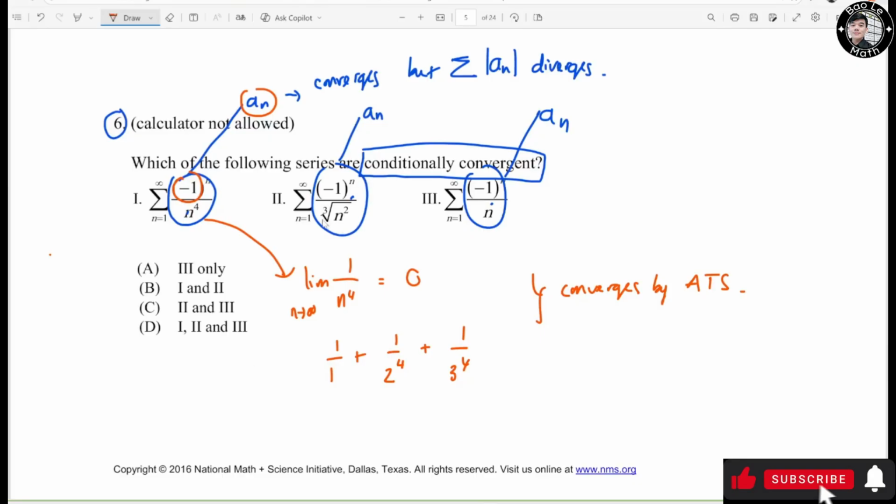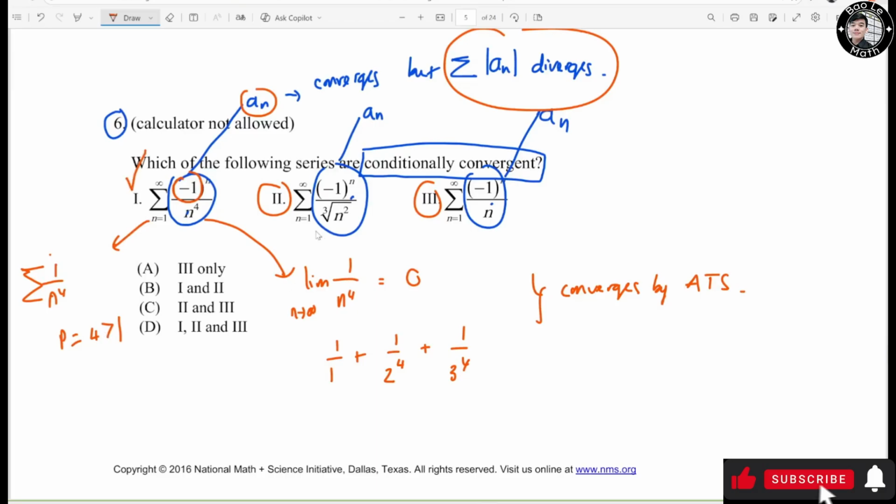Now we do exactly the same thing for number 2 and number 3. They all converge by the alternating series test. Now we need to check the absolute value of this guy. So the absolute value of this guy turns out to be 1 over n to the 4. Now we need to prove if this one is convergent or divergent. Of course, this one is the p series where p equals 4, greater than 1. The series converges. So number 1, convergent.